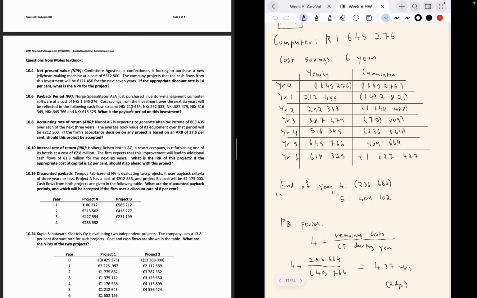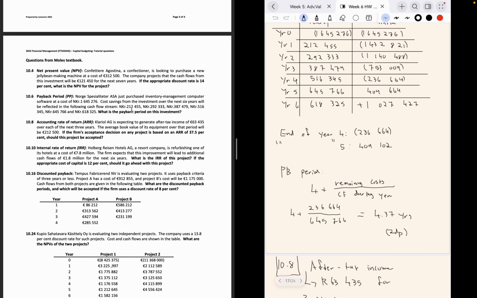So at the end of year 4, we owed 236,664, but at the end of year 5, we've made a profit, I guess, of 409,102. So note as well, we're not present valuing anything, because we just want to know in dollar terms, in Rand terms, have we paid back the investment?